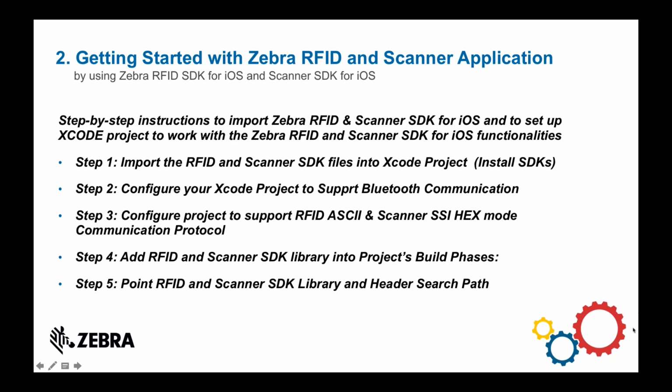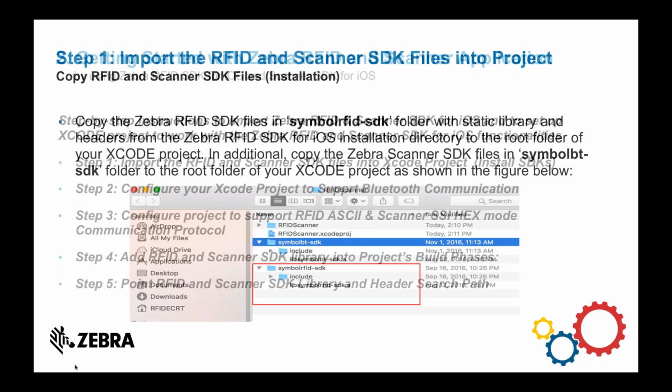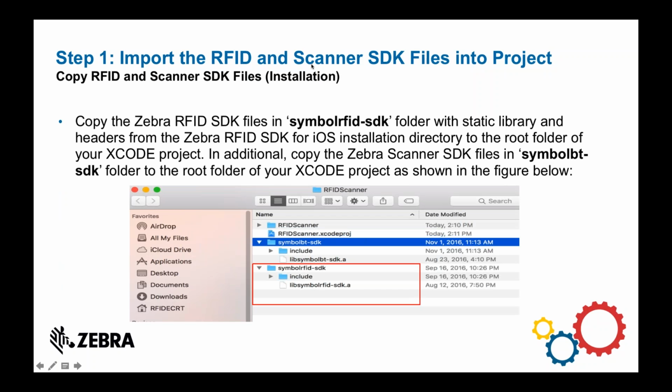And let me show you the setup, one by one, okay? So step 1, you need to import the RFID and Scanner SDK files into your project. Basically, you just copy the RFID SDK and Scanner SDK files to your project root folder. So this is the project file structure. This is your project root folder, and this one is the Scanner SDK, and this one is the RFID SDK.